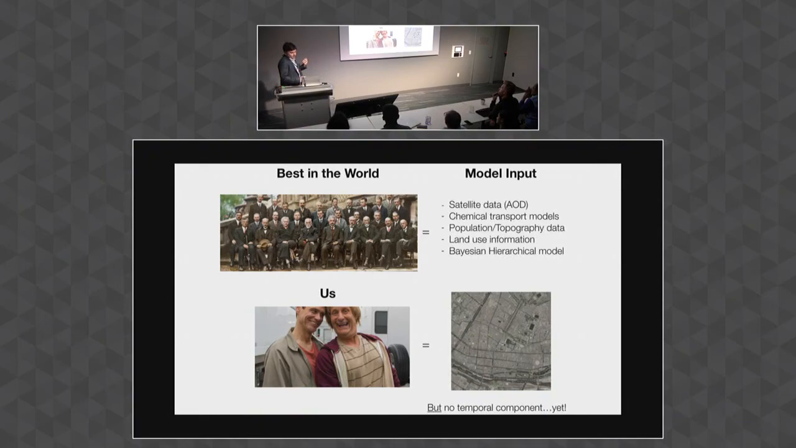So there is a disadvantage in that we don't have a temporal component yet, right? So if the picture doesn't change, we can't change our estimate. And so we're working to incorporate time-varying factors in our model that will allow us to scale our estimates either forward in time or backwards in time.